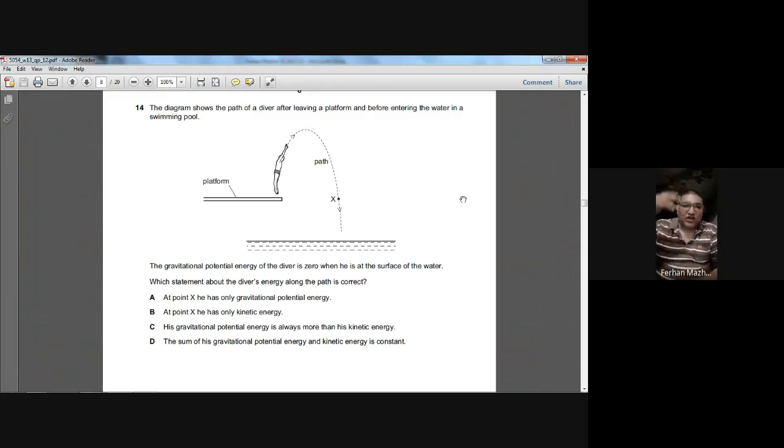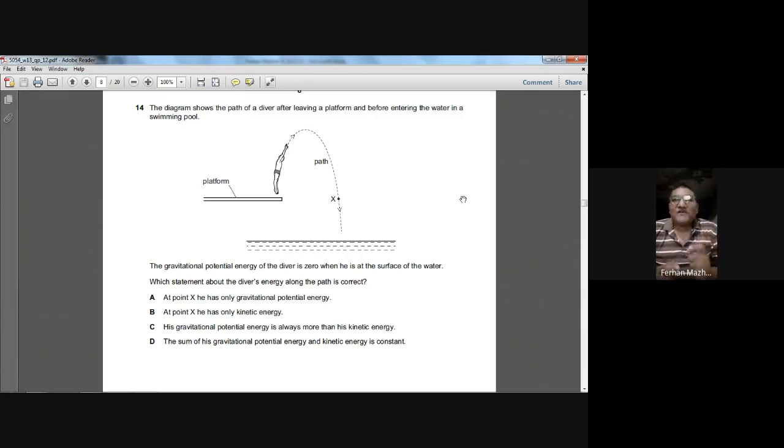For example, at the top position of his dive, he might have only gravitational potential energy. And when he's about to touch the water surface, he might have only kinetic energy. And at point X, he will have some gravitational potential energy and some kinetic energy, but the total energy will remain the same. So which statement about the diver's energy along the path is correct?